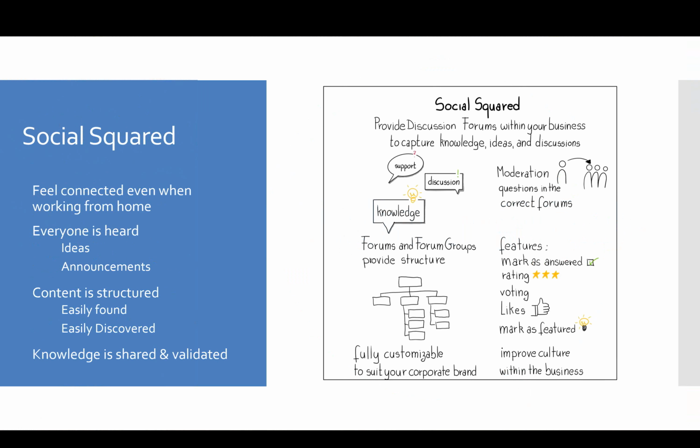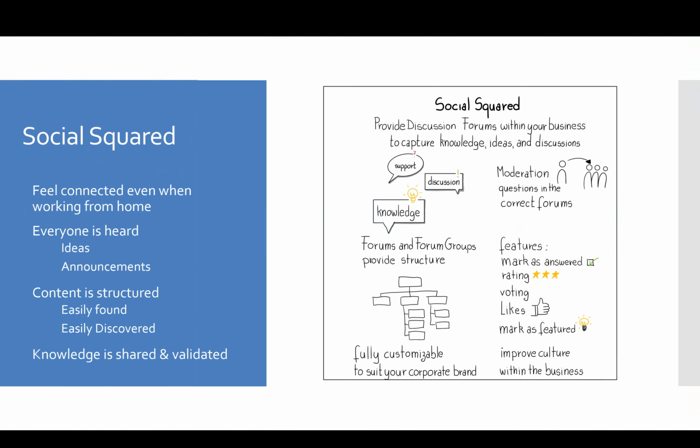And when we take a look at the different features of Social Squared, it may sound like it's very, very similar to Yammer, or it's very similar to the chat that you have inside Microsoft Teams, but the underlying difference is that this is a discussion forum. Yes, it shares a lot of the features, such as the ability to post, reply to posts, you can like, you can rate, so on and so forth, but the structure is what makes it unique.